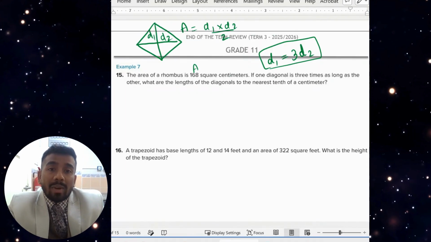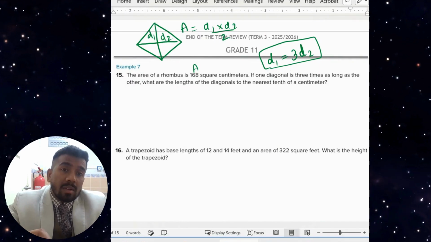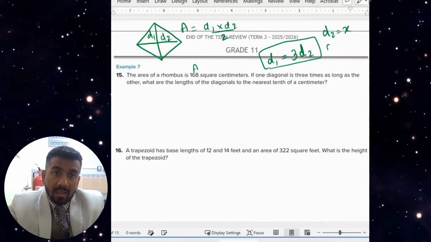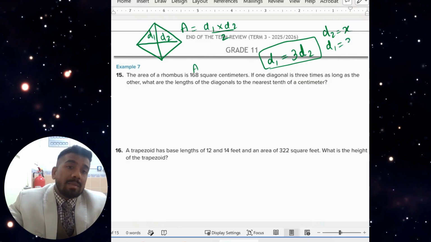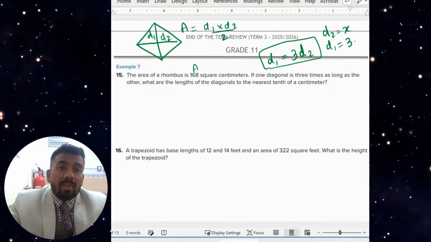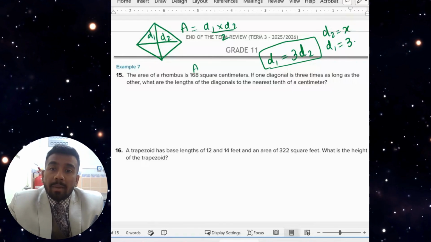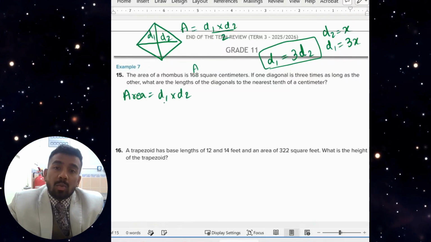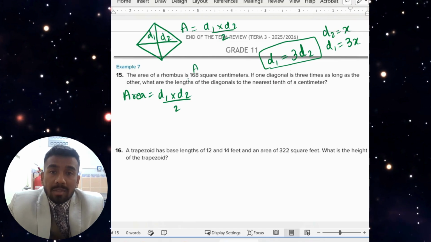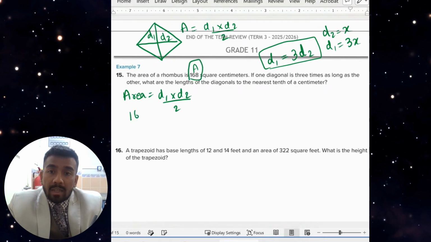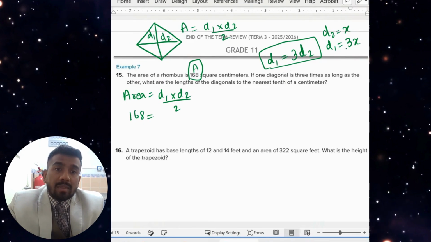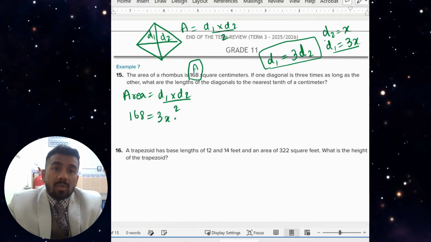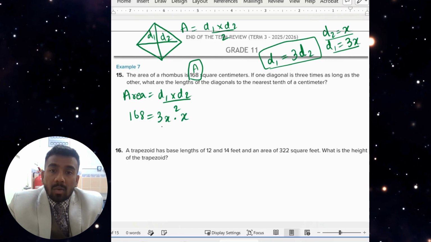Now, what they have said is one diagonal is 3 times the other. So if I take the second diagonal as x, the first diagonal will be what? 3 times x, right? So it will be 3x. So what will be the area? The formula was d1 times d2 over 2. Now how much is the area given? 168. What's d1? 3x times d2. What's d2? Just x, over 2.